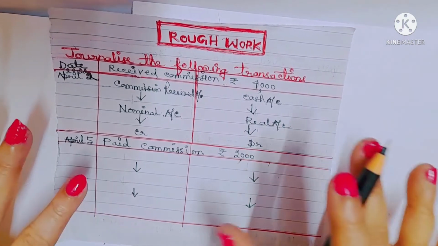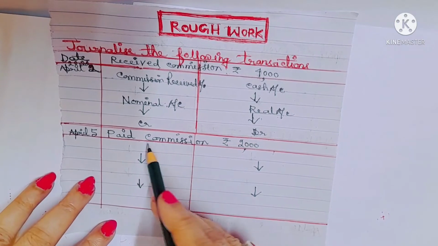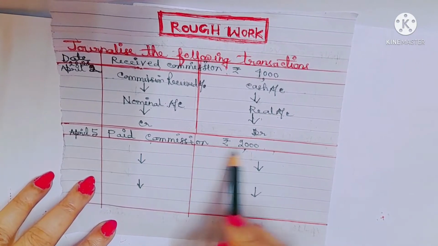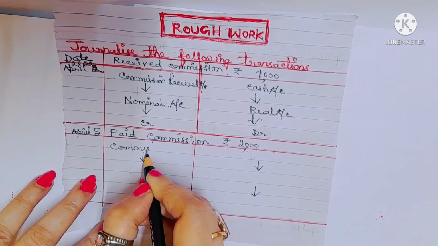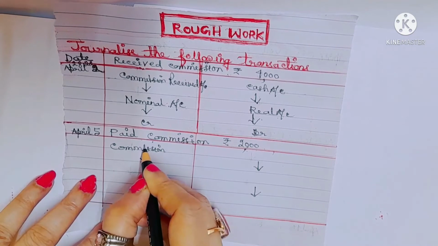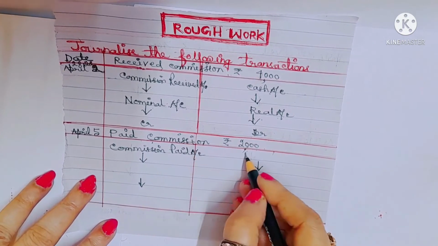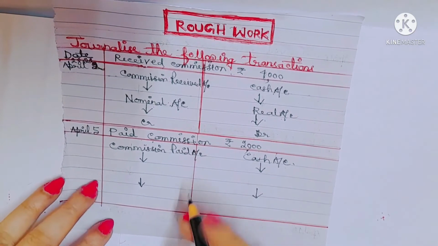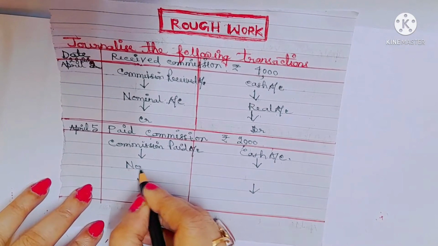Easy. Paid commission, just the opposite. One is commission account, another is cash account. So what are the two accounts? Two accounts: one is commission paid account, and another is cash account. When the businessman pays commission, what happens? Commission falls under nominal account.